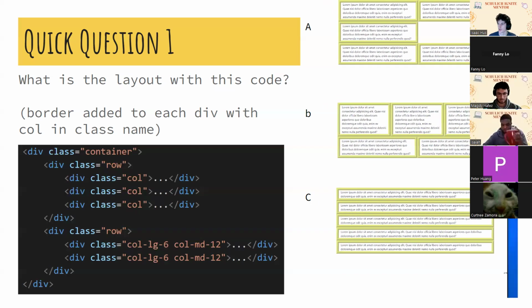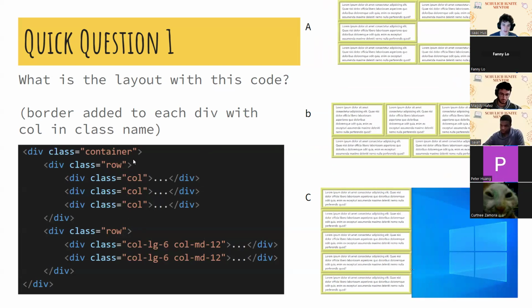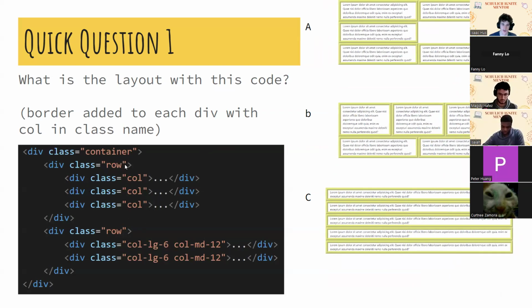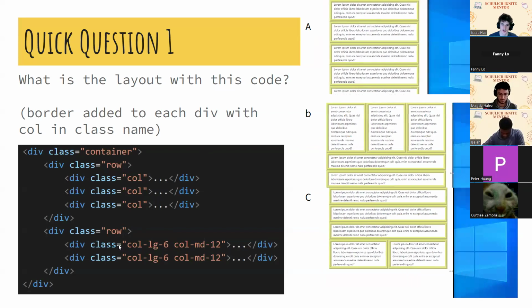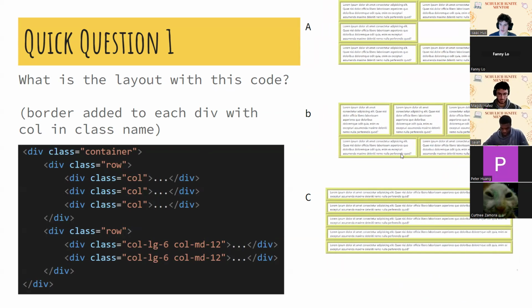Okay, so in this case, the answer was B. And we know that because we have the 3 columns in this class row on the top, and then the 2 columns using the Bootstrap columns right here on the bottom.